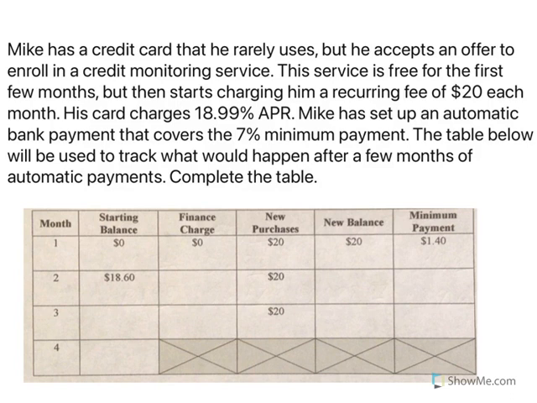This service is free for the first few months, but then starts charging him a recurring fee of $20 each month. His card charges 18.99% APR, and Mike has set up an automatic bank payment that covers the 7% minimum payment. The table below will be used to track what would happen after a few months of automatic payments.